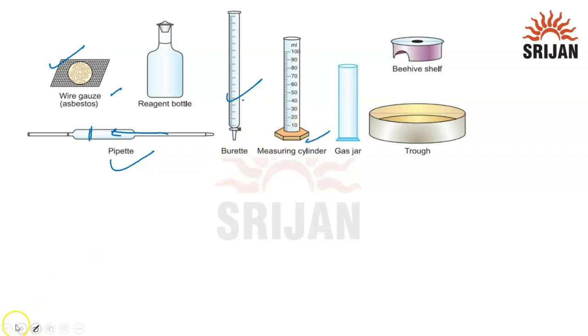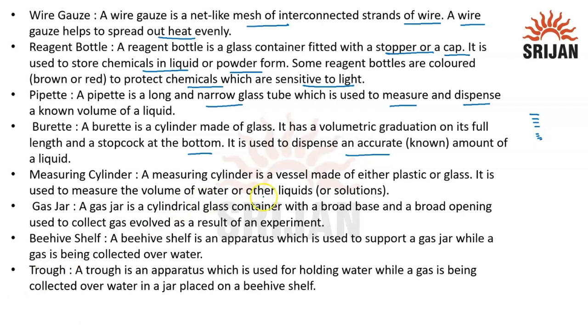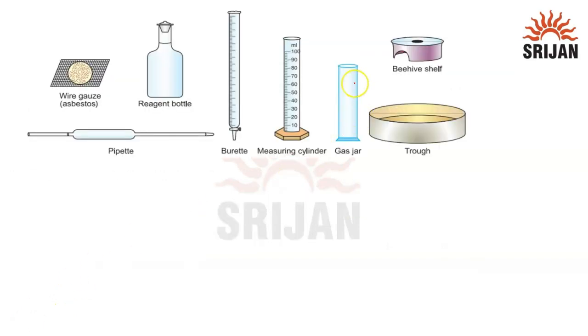Then we have the measuring cylinder. Whenever we want a specific volume of liquid or water, we use this measuring cylinder. Next is the gas jar. A gas jar is a cylindrical glass container with a broad base and a broad opening which is used to collect gases evolved as a result of the experiment. Sometimes in an experiment, gases are obtained as the product. So the gas jar is used to collect those gases.